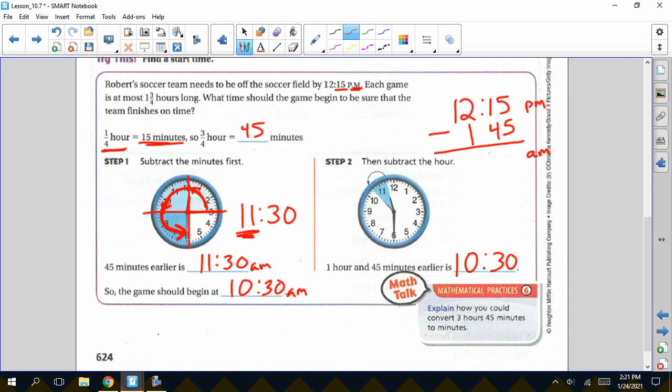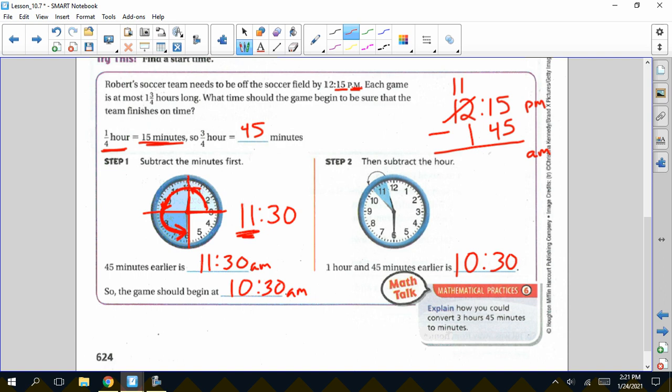Well, we're going to have to borrow here. So 15 minutes minus 45, you can't do. So we're going to borrow from the 12 and make it an 11. Now, here's the key when you subtract with time: you can't bring over 10 like we normally do. We are bringing over 1 hour. We just borrowed an hour, so how many minutes are in 1 hour? We have 60 minutes in 1 hour. So we're going to bring over 60.